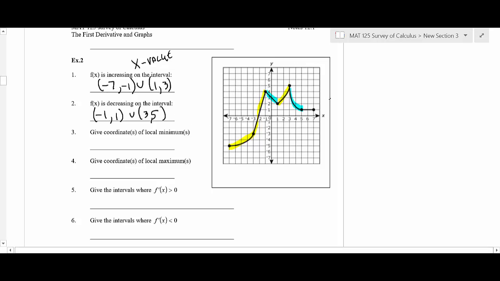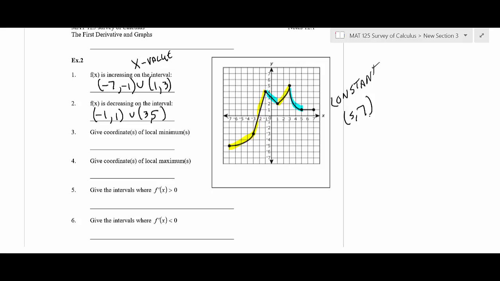And see, we'd also have constant. I didn't give a blank for that, but constant would be 5 to 7, okay? Everybody understand that? Constant just means it's perfectly flat. It's not increasing or decreasing. Okay, does this have any local minimums?